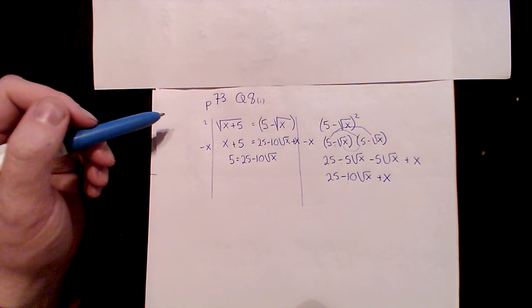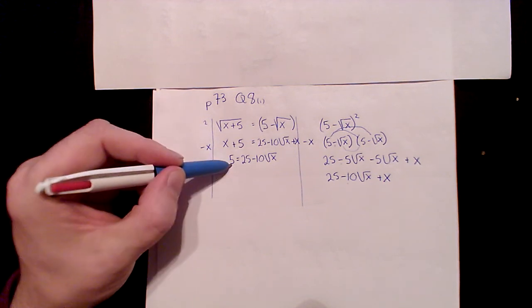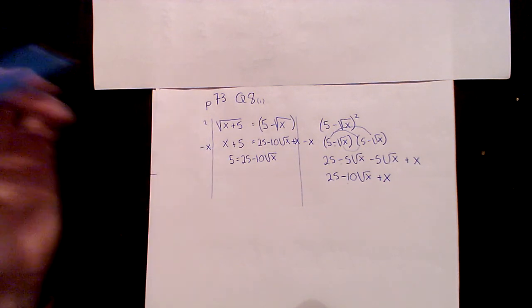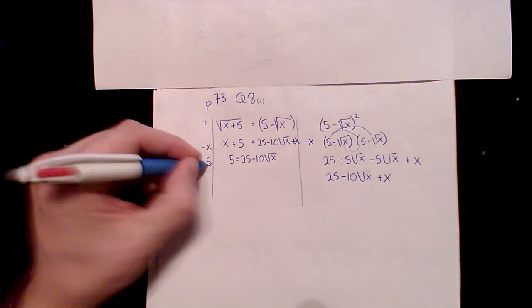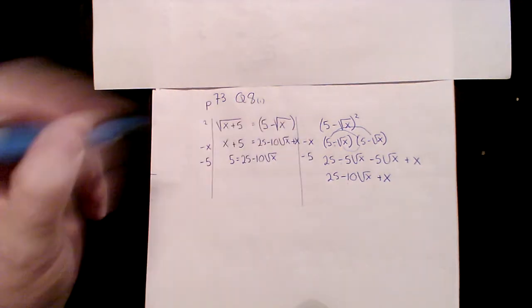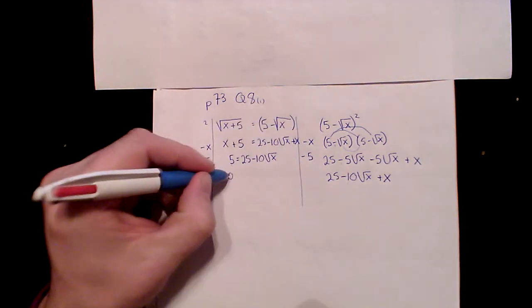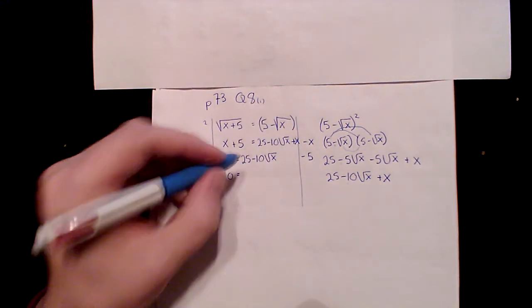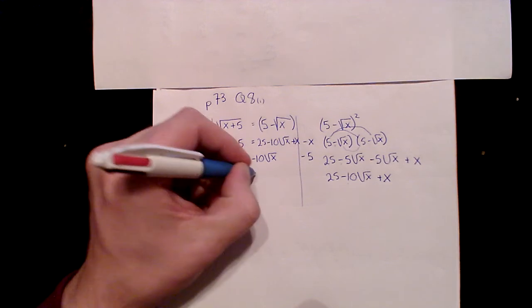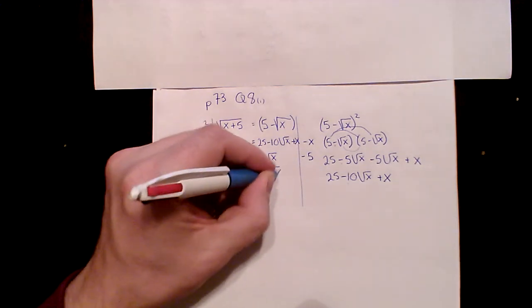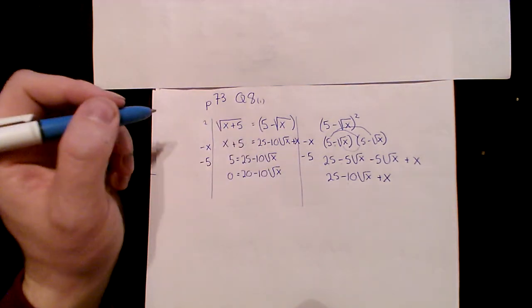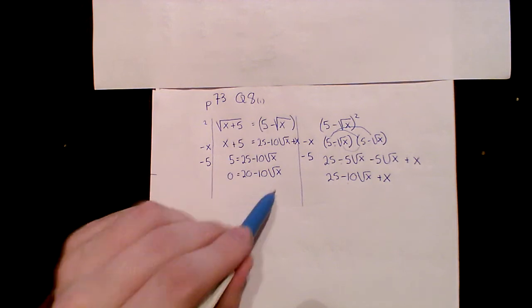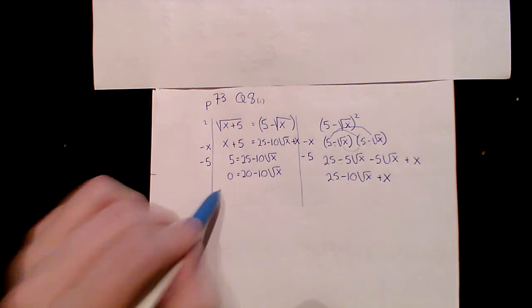Well, how about I take away this 5? I'm just getting rid of things here. So take away the 5, take away the 5, and that'll be 0 equals what? 25 minus 5 is 20 minus 10 root x. And then I'm going to have to end up with x's on one side, numbers on the other.